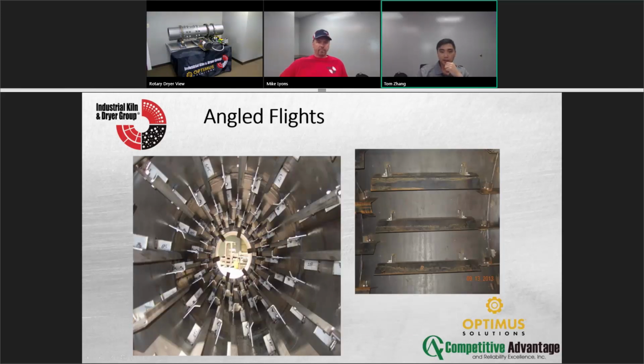And speaking of lifting flights, this is a lifting flight that's, like you said, a little less aggressive, a little gentler. The thing on the left is probably a stainless steel unit, so they probably need a lot of anti-corrosion properties in the unit, and the one on the right looks like a normal carbon steel.